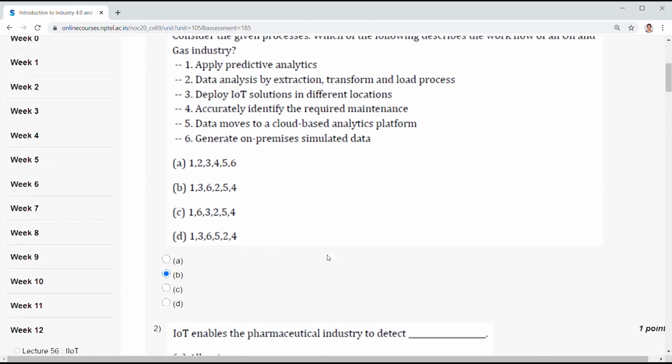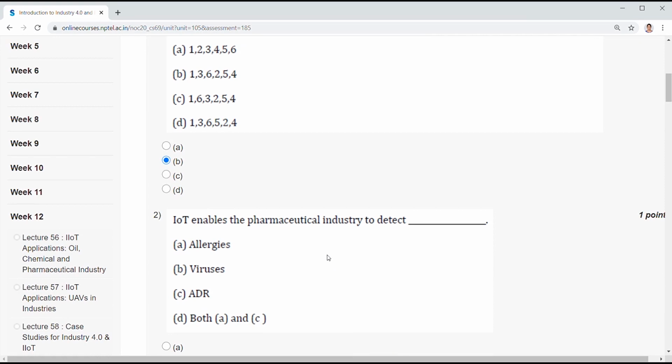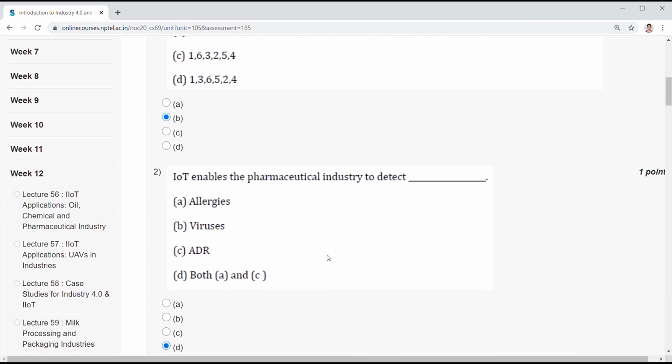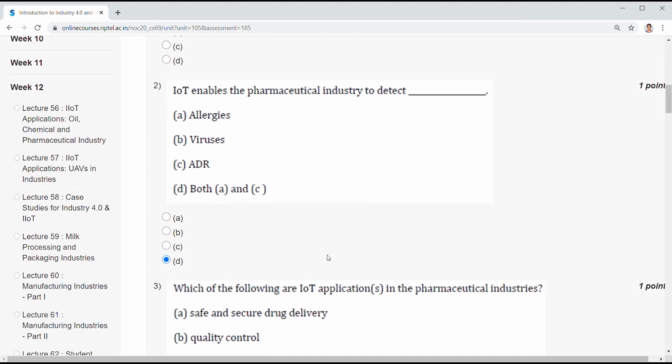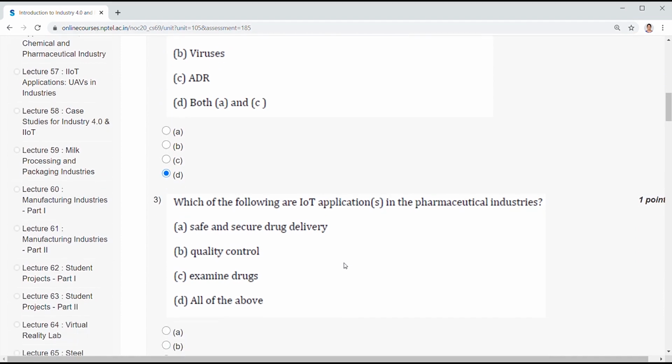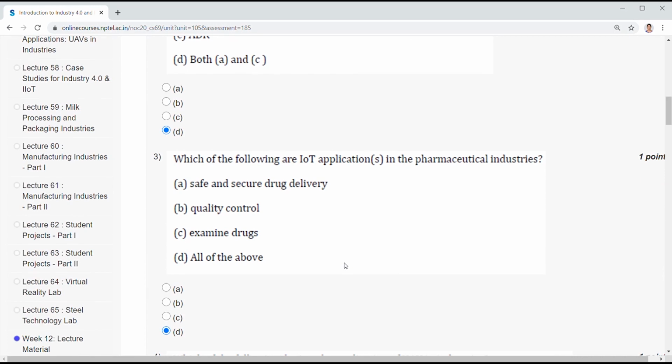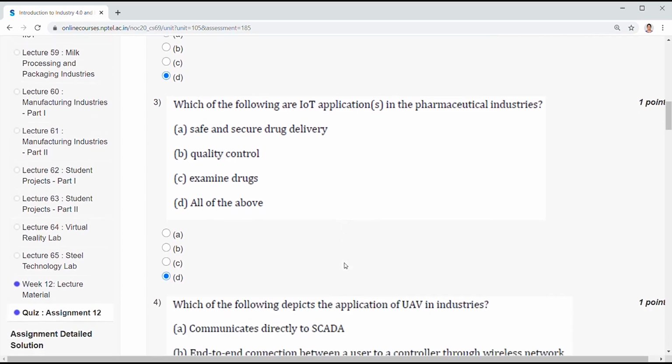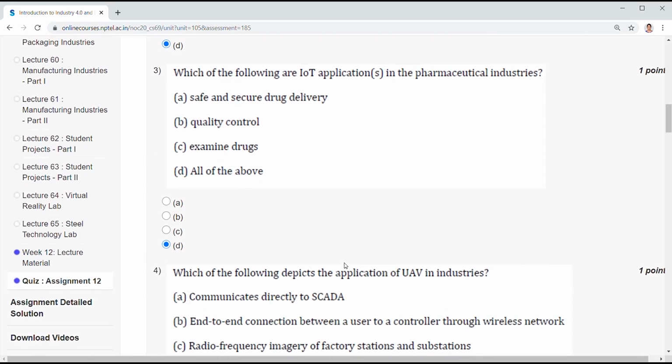Coming to the second question, IoT enables the pharmaceutical industry to detect allergies, viruses, ADR, both A and C. And the right answer is both A and C. Which of the following are IoT applications in the pharmaceutical industries? A, safe and secure drug delivery. B, quality control. C, examine drugs. D, all of the above. And the right answer is D, all of the above.